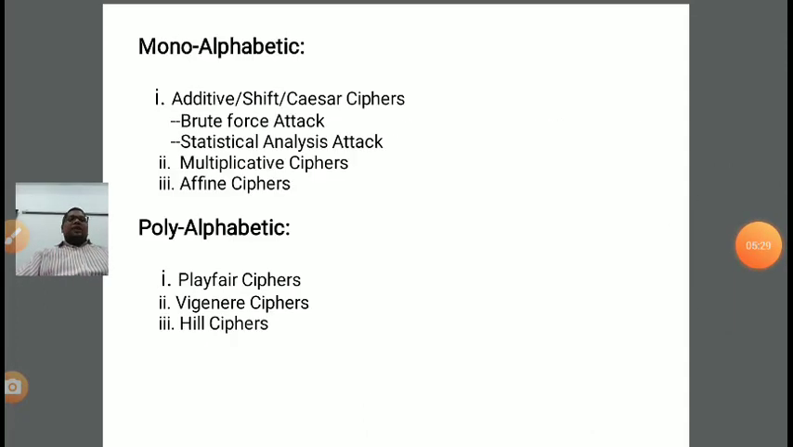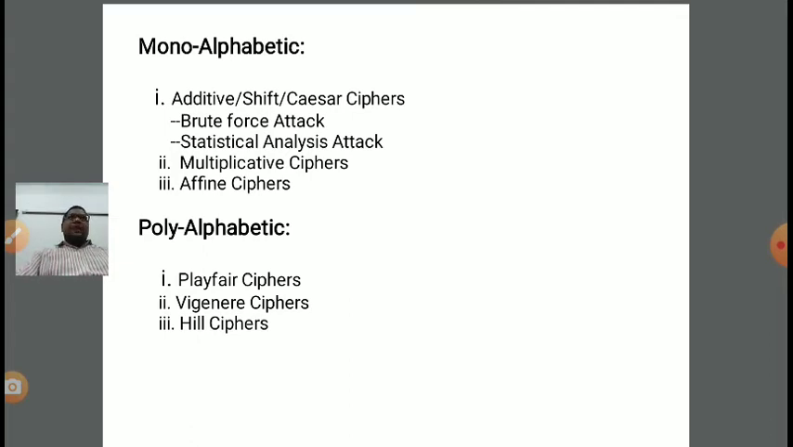Now, monoalphabetic and polyalphabetic ciphers can be further classified into different categories. First we do monoalphabetic, which can be divided into three types. The first is the additive cipher. It is also called the shift cipher, or the Caesar cipher. In this type of cipher, some security attacks can be encountered. The first security attack is the brute force attack, in which we check every possibility.